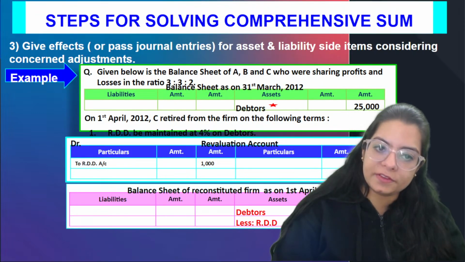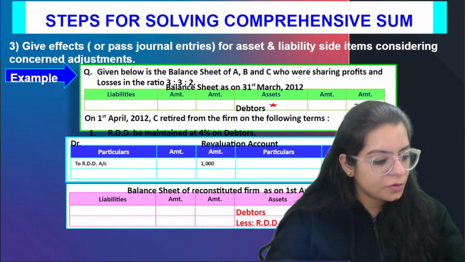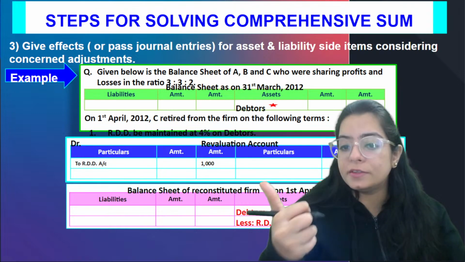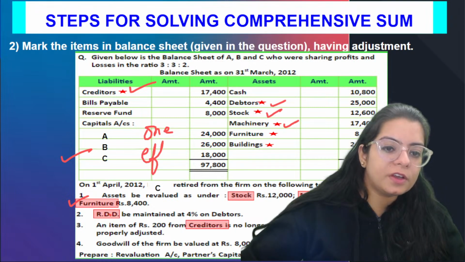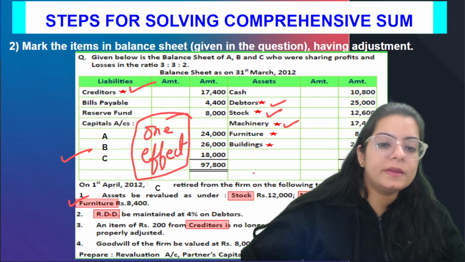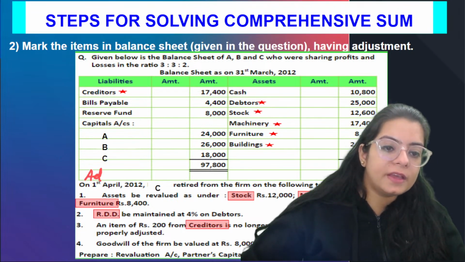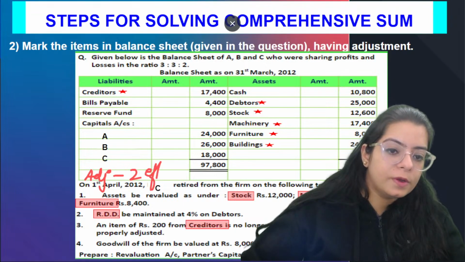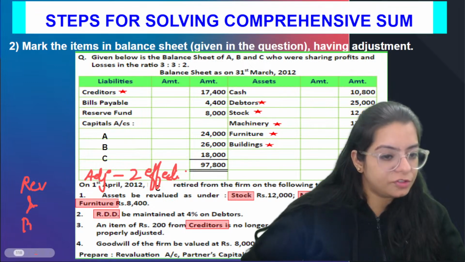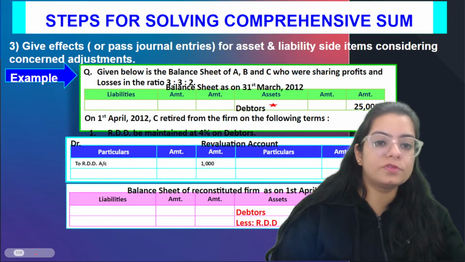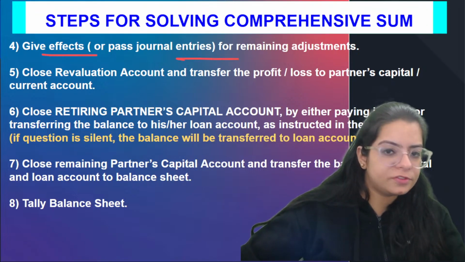Then give the effects. Firstly, we will give the effects in revaluation, then the other effect in balance sheet. You all must be knowing that the items which are given to you in the balance sheet have only one effect, right? But the items in adjustments always have two effects. So whatever adjustments you are getting, they will affect revaluation as well as balance sheet. This is how you solve a full-fledged question, right? Then give effects or pass the journal entries.